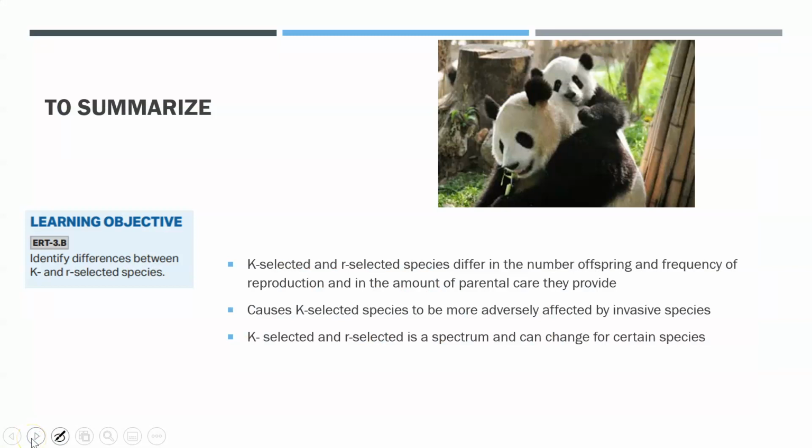To summarize, K-selected and R-selected species differ in the number of offspring and the frequency of reproduction and in the amount of parental care they provide, along with some other traits. This causes our K-selected species to be more adversely affected by invasive species, the R-selected species to be less affected, and they generally are the invasive species, and K-selected and R-selected is a spectrum. So remember, you're not either or, you could be somewhere in the middle, and that can change for certain species depending on environmental conditions or the stage of the life cycle that they're in.